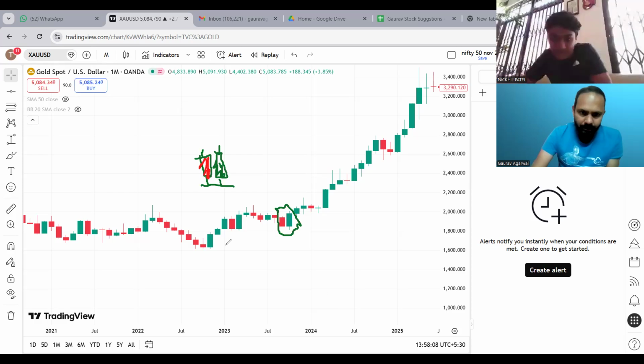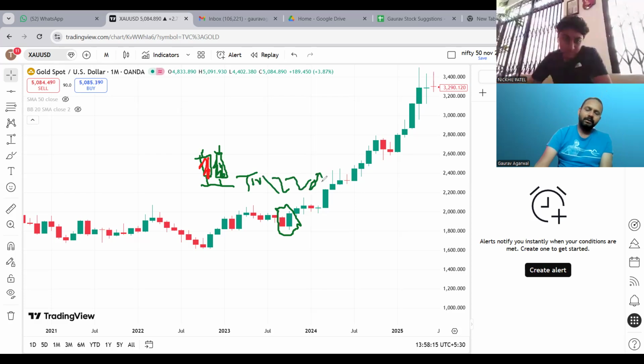So this is called a tweezer bottom. It means the stock or the instrument has stopped the downtrend and the reversal may start soon. So it happens at a downtrend, right? Yeah, once the downtrend is completed, you can say that it's a kind of reversal pattern. You can also call it that.